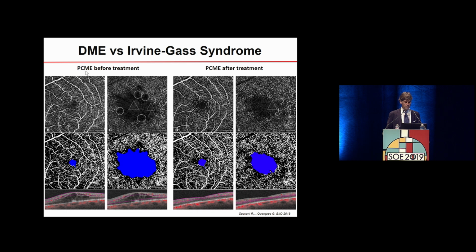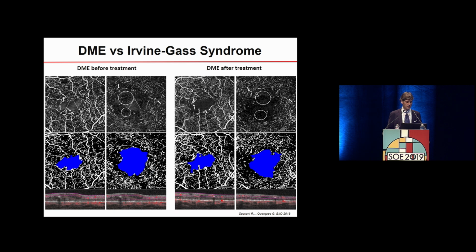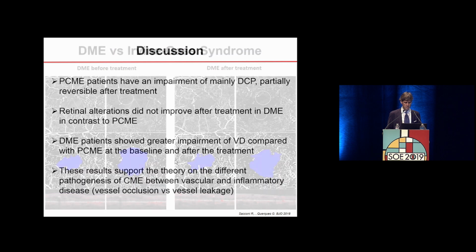And this is an example. So this is the post-surgical macular edema before treatment, superficial and deep capillary plexus, and this is after treatment, superficial and deep. So you can see how there is a kind of improvement in the deep capillary plexus in this group that was not recorded in the DME group. So exactly the same at both superficial and deep capillary plexus before and after treatment.